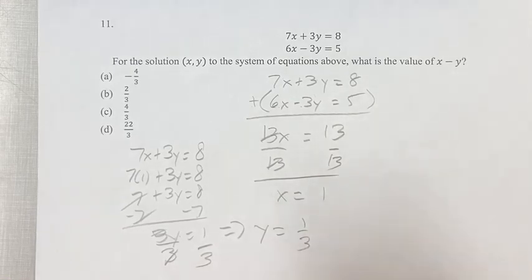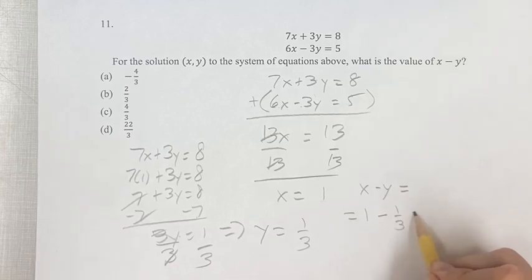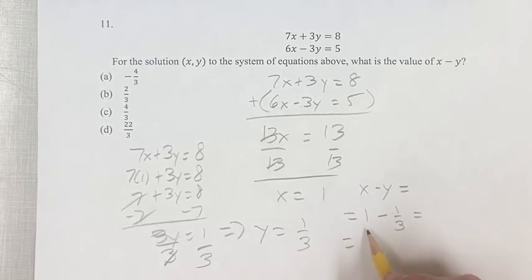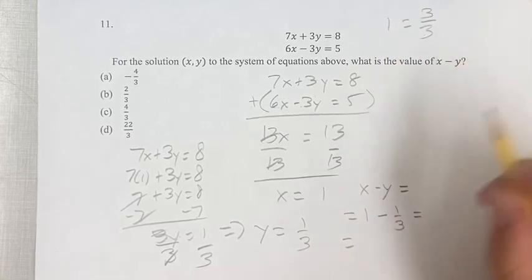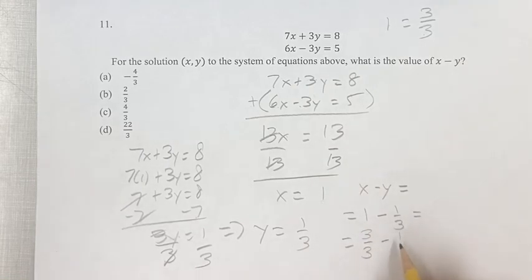So what is the value of x minus y? Well, x minus y is equal to 1 for x minus 1/3 for y. If we want to subtract these, we have to get them with the same denominator. So 1 is the same as 3 divided by 3, right? 3 divided by 3 is equal to 1. So you have 3/3 minus 1/3. They have the same denominator, so you can subtract the numerators. So you have 3 minus 1 is 2/3.